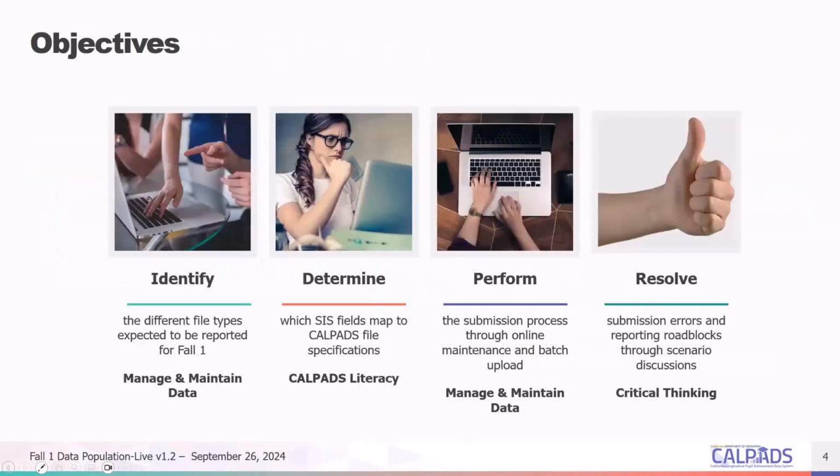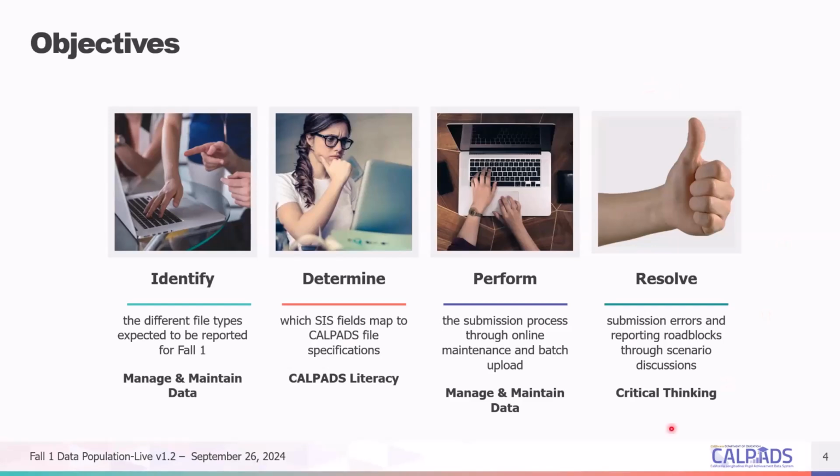These are the objectives for today's session. By the end of the session, participants should be able to first identify the different file types expected to be reported in Fall 1. And this uses the manage and maintain data competency in the CSIS CalPads competency model. Next, determine which student information system fields map to CalPads file specifications. And this uses the CalPads literacy competency. Third, perform the submission process through online maintenance and batch file upload, which uses the manage and maintain data competency once again. And finally, resolve submission errors and reporting roadblocks through scenario discussions, which involves the critical thinking competency.